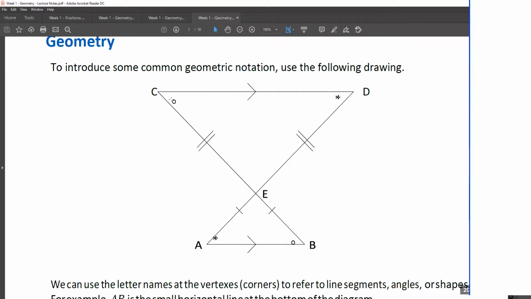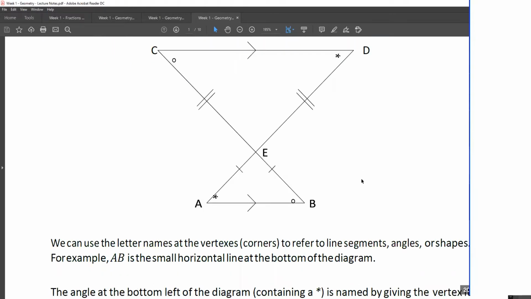And then finally, you'll see these little symbols in the corners. If you see matching symbols in the corners of geometric shapes, that is to indicate that those angles are the same size. So in this particular drawing, angle B and angle C have the same size, whatever that size ends up being, and then angle D and angle A have the same size, whatever that ends up being. So that's a brief introduction to some of the notation that we use in geometry.